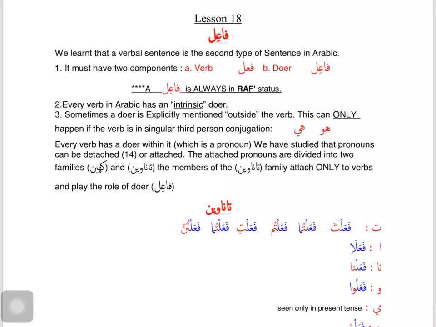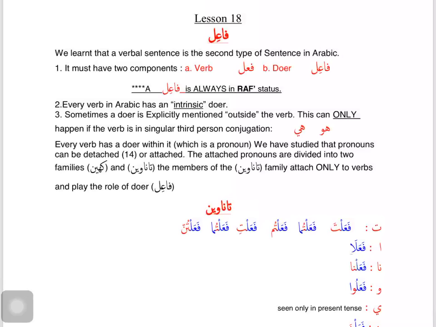When we were talking about pronouns, the dhamair, we said dhamair in Arabic are of two types, attached or detached. Dhamair muttasila and dhamair munfasila. The detached pronouns, dhamair munfasila, they are 14. They usually come as mubtada. However, the attached pronouns we said were of two families. Depending on their pronoun, we made a mnemonic to remember them.